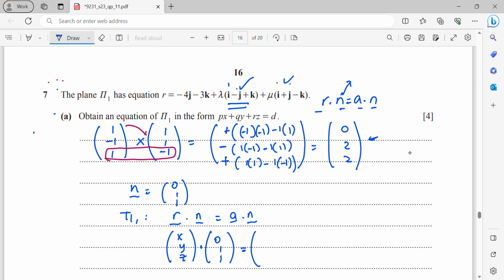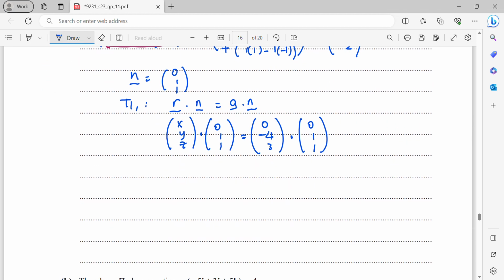So now for my a, I will just take this point. The coordinates will be 0, minus 4, 3, dotted with 0, 1, 1. From here, the scalar product means that you just multiply, and after that, you add together. So the first term will be 0, the second term is y, the third term is z. Then here will be 0 plus minus 4 times 1 plus 3 times 1. That means y plus z is negative 1.